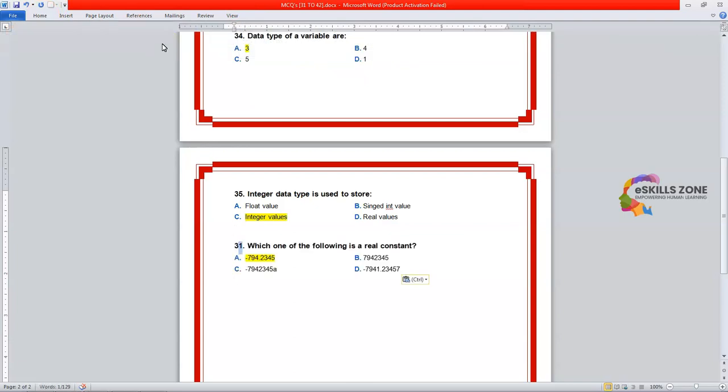Next number 36. Question is integer takes up dash bytes of memory. The options are A, 2, B, 4, C, 6, or D, 8. The right answer is option B, 4 in C language.